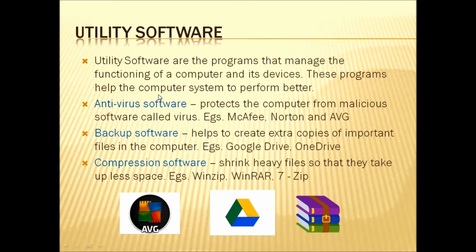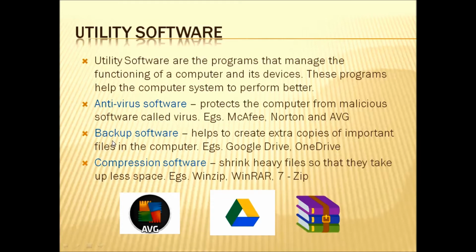Some of the utility softwares are antivirus software, backup software, compression software. Antivirus software protects the computer from malicious software called virus. Malicious means harmful. So antivirus software will protect the computer from harmful software called virus. With the help of antivirus software, virus will not affect the computer system. Some of the examples of antivirus software are McAfee, Norton and AVG. See, this is the picture of the antivirus software called AVG.